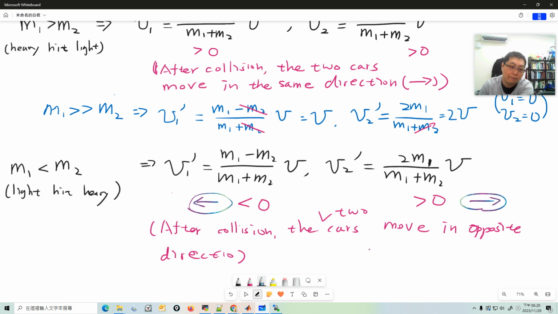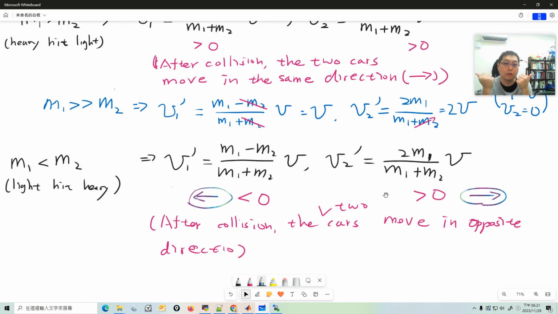In the video, when the light car hit the heavy car, after the collision it moved in the reverse direction. This is the same prediction from this very simple model. Using kinetic energy conservation and momentum conservation, we can predict the velocity after collision, and this really works. An experiment can demonstrate this point. So when a light car hits a heavy car, after collision they move in opposite directions.